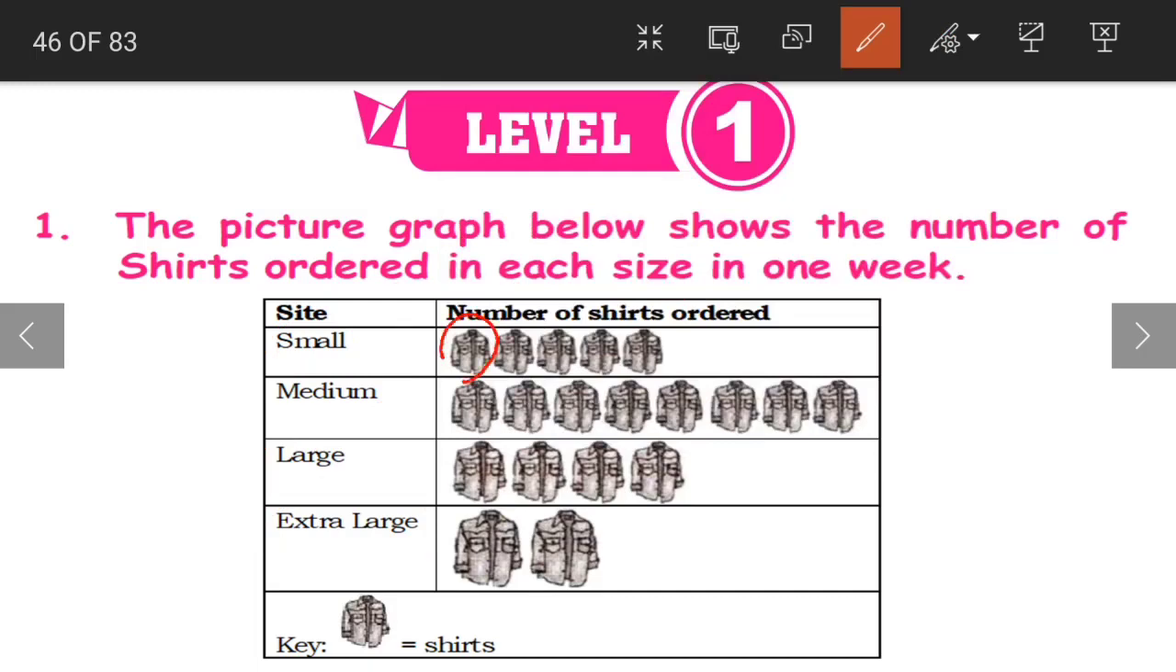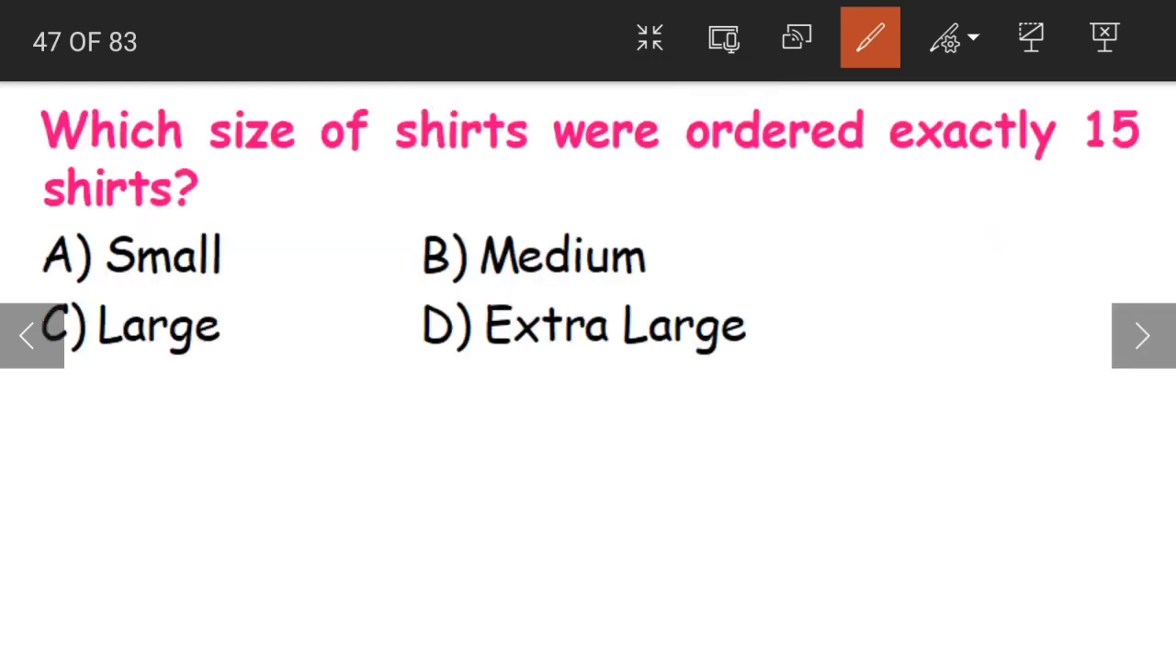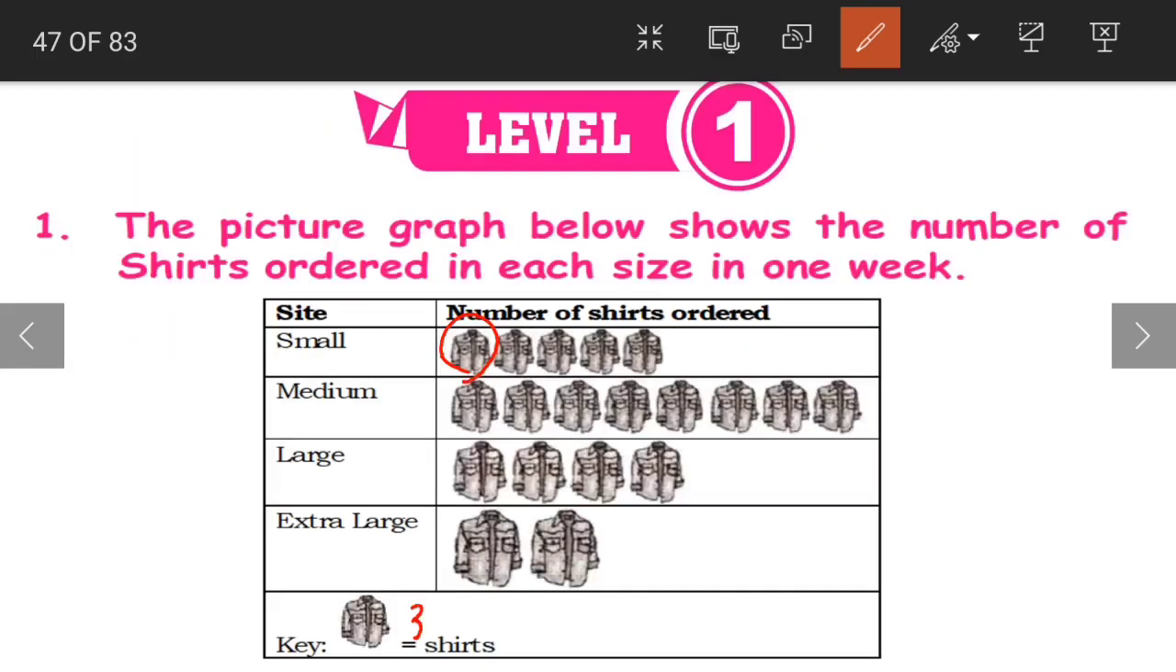Now what does this one shirt is equal to? It is equal to 3 shirts. 1 is equal to 3 shirts. Now we have to find out which size of shirts were ordered exactly 15 shirts. So from these, for which size exactly 15 shirts were ordered? As one shirt equal to 3 shirts, what should we do children? We should divide our 15 by 3.